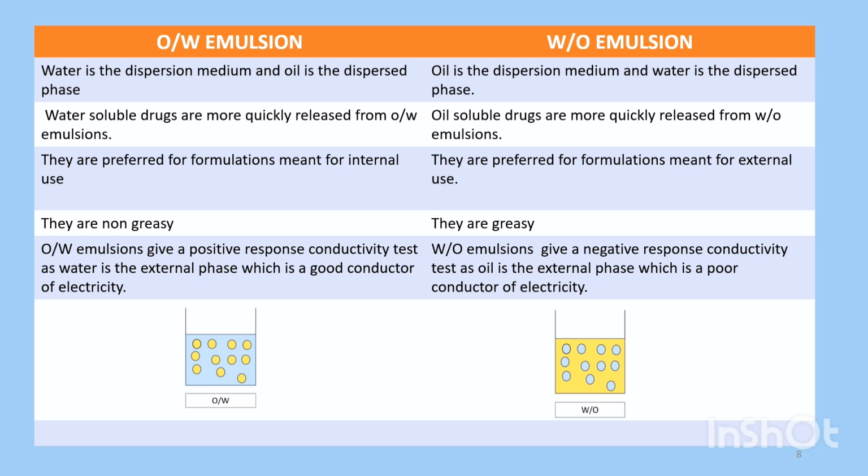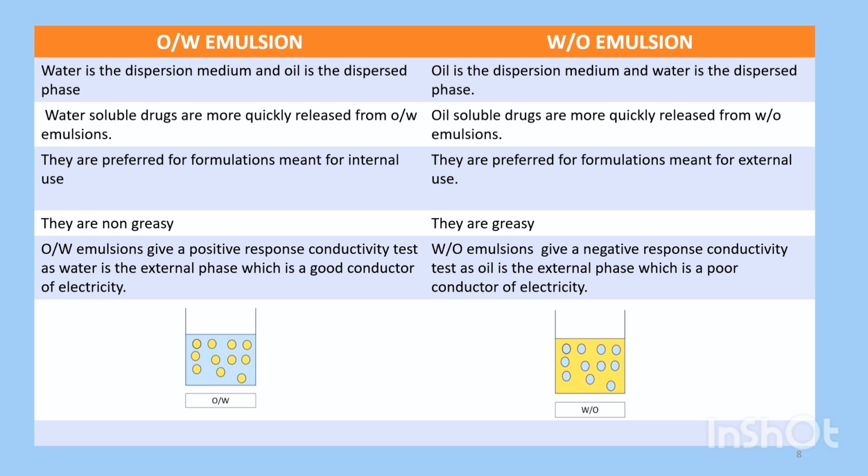All the water soluble drugs are more quickly released from oil in water emulsion, as water is present as the continuous phase in this formulation. It means the amount of water present in this formulation will be greater than in water in oil emulsion. Similarly, oil-soluble drugs are more quickly released from water in oil emulsion, as the amount of oil present in this formulation is greater and the oil is also present as continuous phase over here.